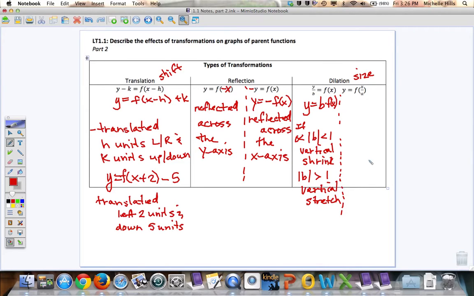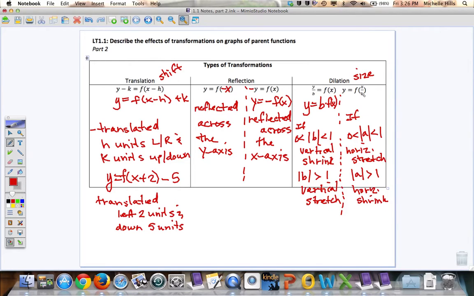Now, the reason this gets weird is because you want to kind of think of the same thing here. But the way this works, if 0 is less than the absolute value of a, which is less than 1, that would be like I'm dividing by 4. This actually becomes a horizontal stretch. And if the absolute value of a is greater than 1, this is a horizontal shrink. And the reason that looks weird is this.